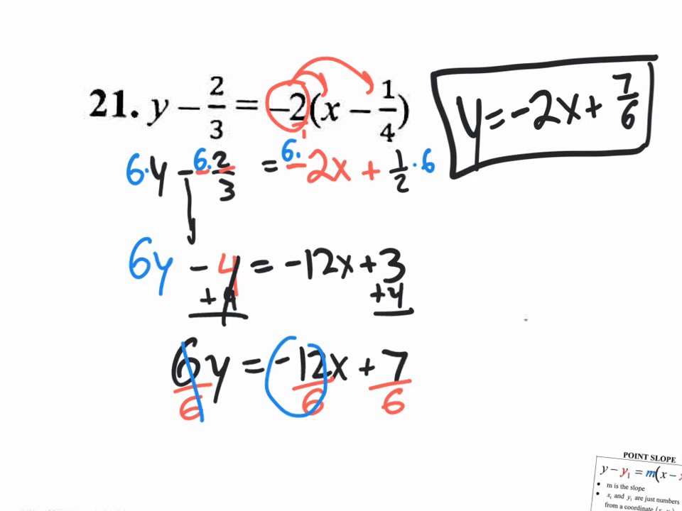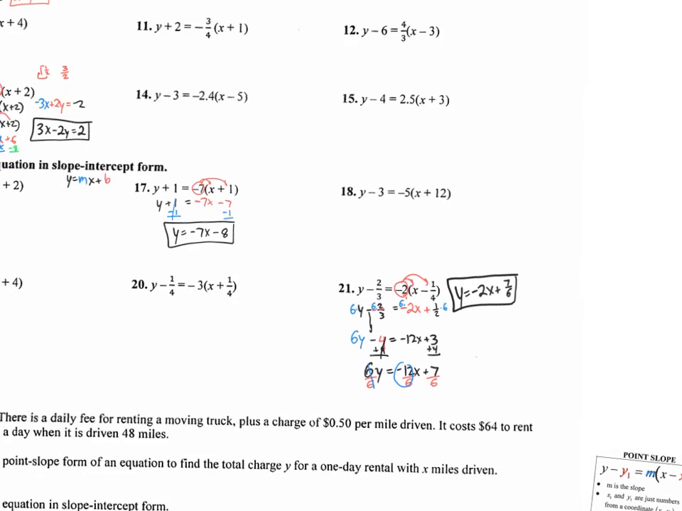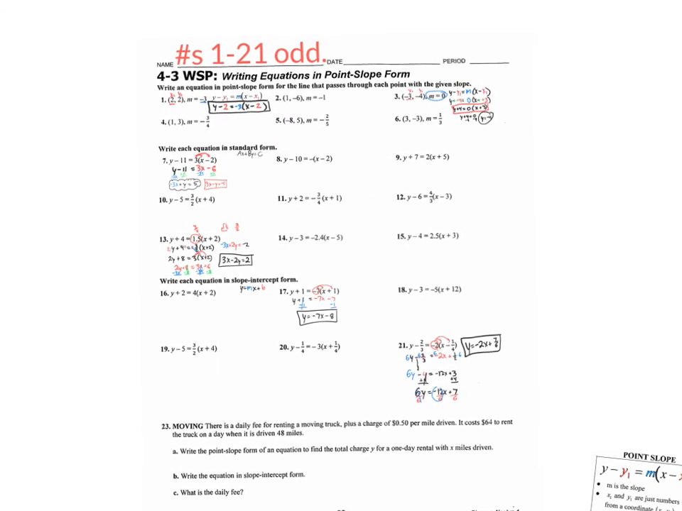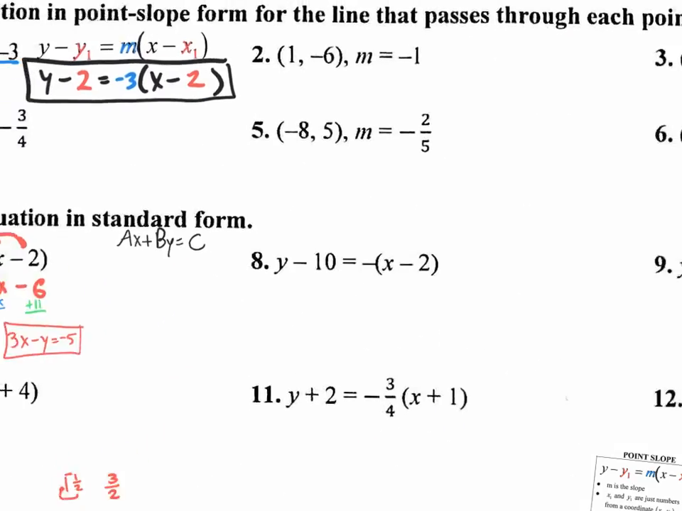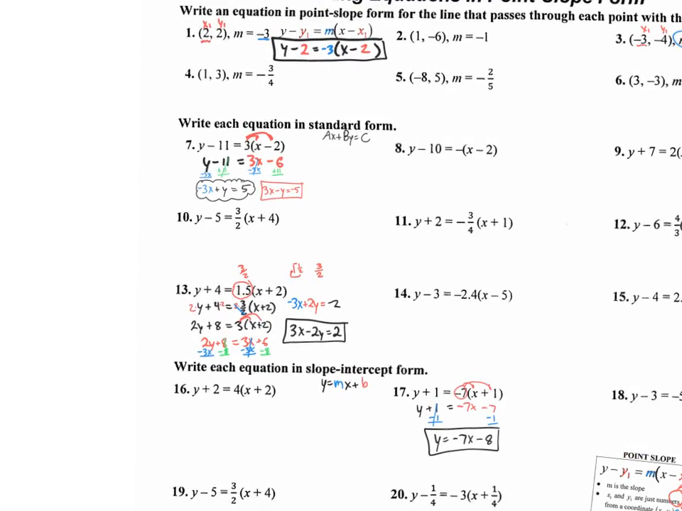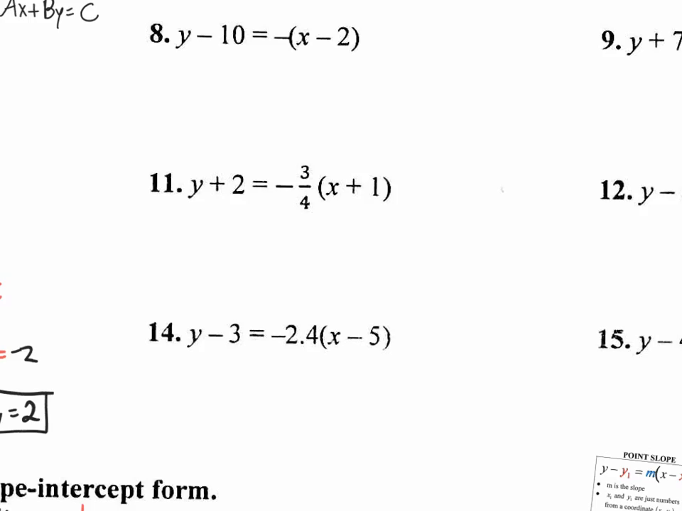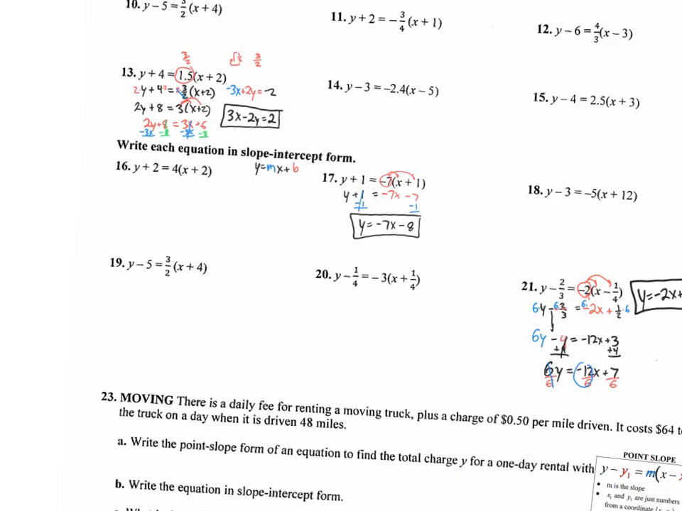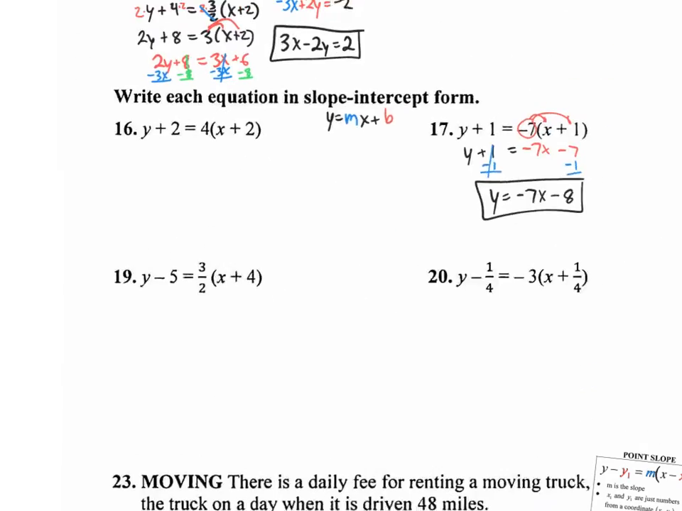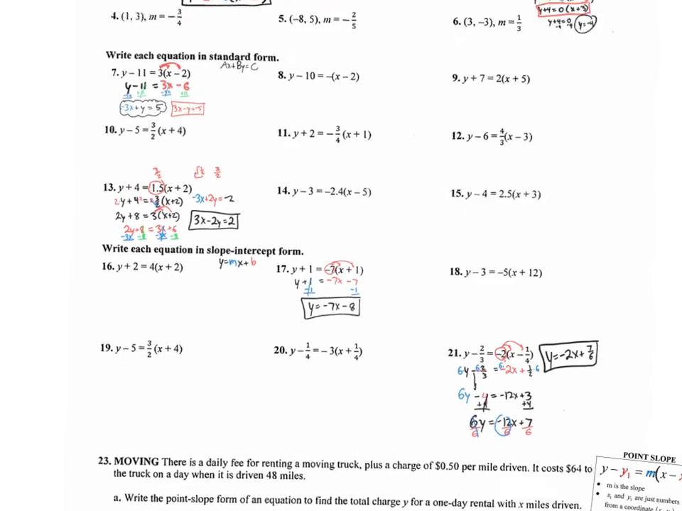Ladies and gentlemen, we have done over half of your homework. I need you guys to go back and do all the odd ones, right? 1, 3, 5, still not done. 7 I did for you. 9, do number 9. Do number 11. 13 I did for you. Do number 19. And that's it. That's your homework.